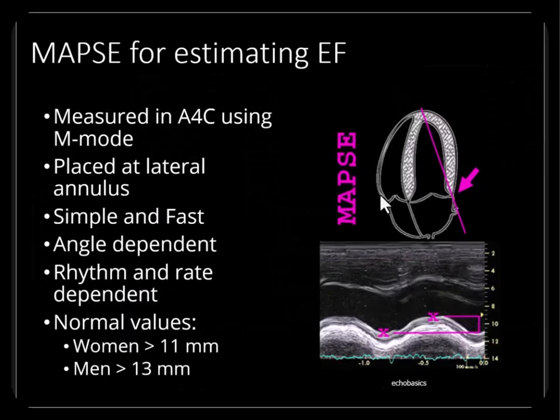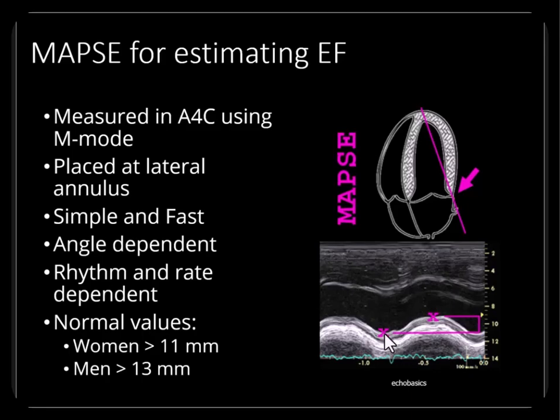Let's talk about MAPSE for estimating ejection fraction. The mitral annular plane systolic excursion. This is measured using your apical 4-chamber view. When you're in that view, you'll take your M mode line and you will drop it down over the lateral mitral valve annulus. You'll hit M mode and get a movement over time of that lateral annulus, and you'll want to measure the peak to the valley, and that measurement is your MAPSE.